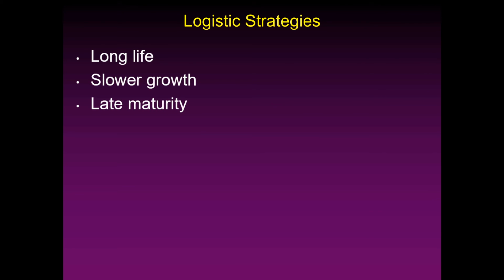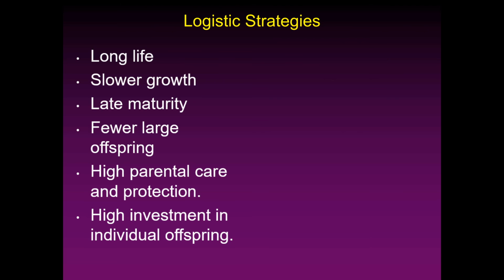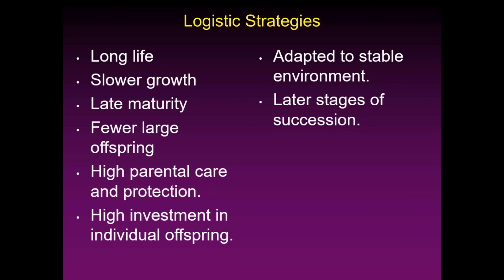So looking at logistic strategies, they tend to have long lives. They're slow growers. They tend to have maturity a little bit later in life. Instead of having many small offspring, you have fewer large offspring. There's high parental care and protection. There is a high investment in individual offspring. They're adapted to a more stable environment. They tend to be in later stages of succession, later on down the line, where there is a little bit more competition that they can thrive in.